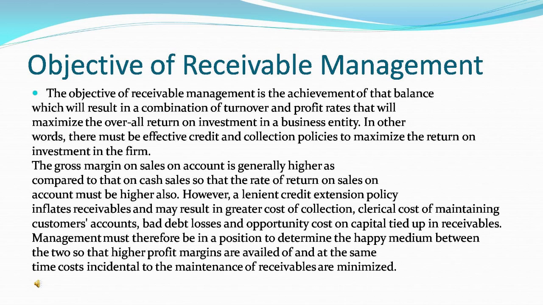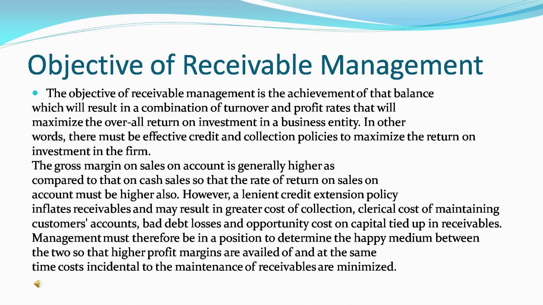The gross margin on sales on account is generally higher as compared to that on cash sales, so that the rate of return on sales on account must be higher also. However, a lenient credit extension policy inflates receivables and may result in greater cost of collection, clerical cost of maintaining customers' accounts, bad debt losses, and opportunity cost on capital tied up in receivables.